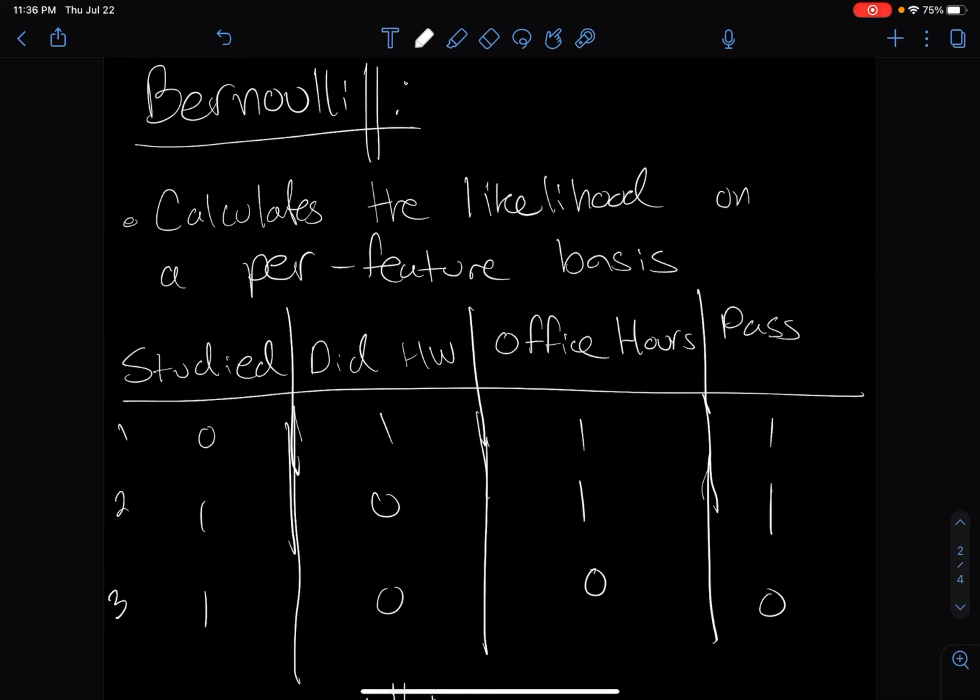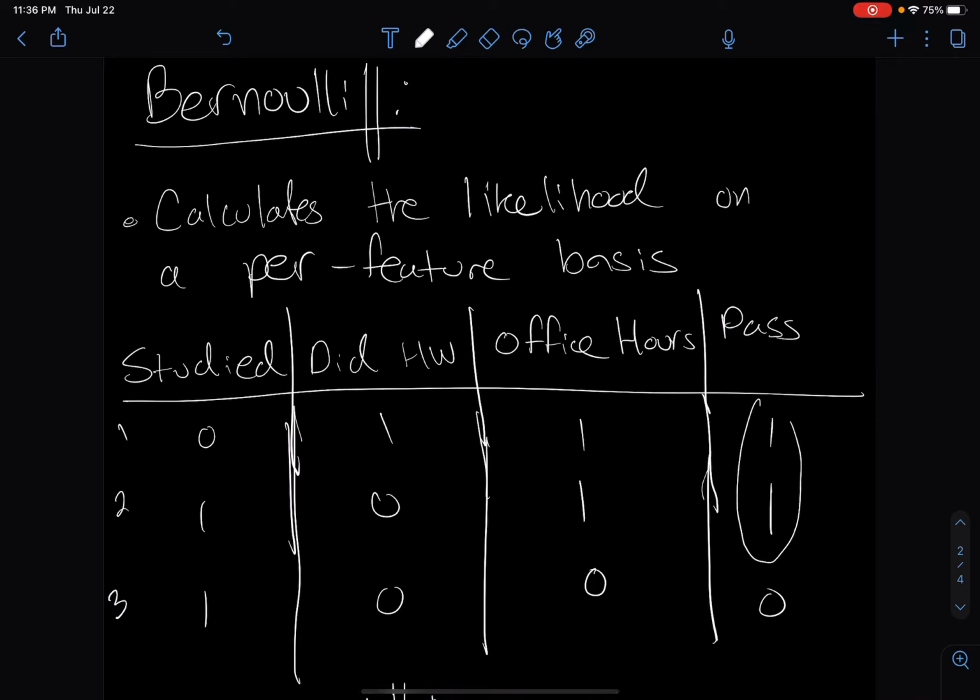And when we're talking naive Bayes, we're talking about probabilistic models here. And so we're going to look at things like, did they pass? Given that a student passed the test, what is the likelihood that they studied? What is the likelihood that they did the homework? What is the likelihood that they went to office hours?